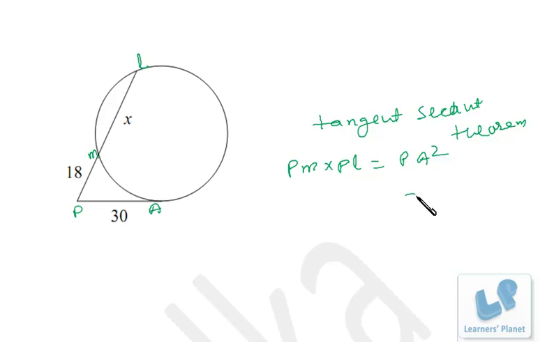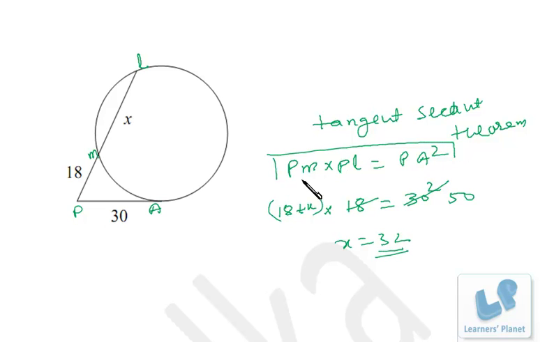Now PA is what? 30. PM is 18. PL we don't know, so that is actually 18 plus X. It's 900, so 18 into 50. So X plus 18 is 50, that means X is 32. That means this length is 32, right? So if you know the tangent secant theorem, this problem is very easy for you. I hope you are clear, and it's an important concept, so just keep that in mind.